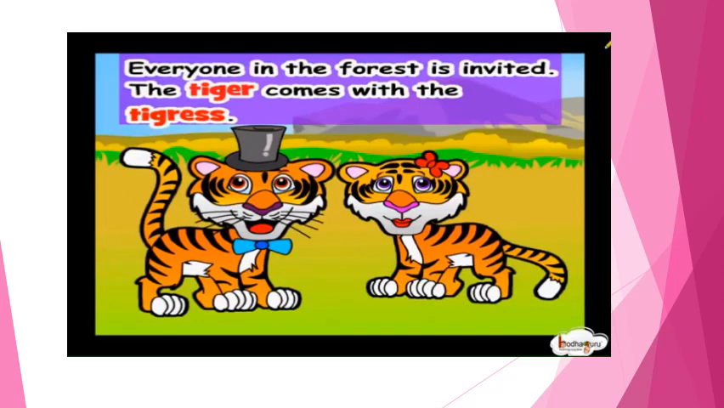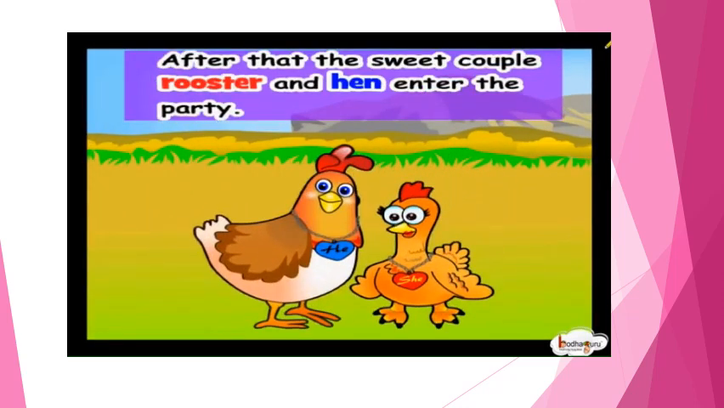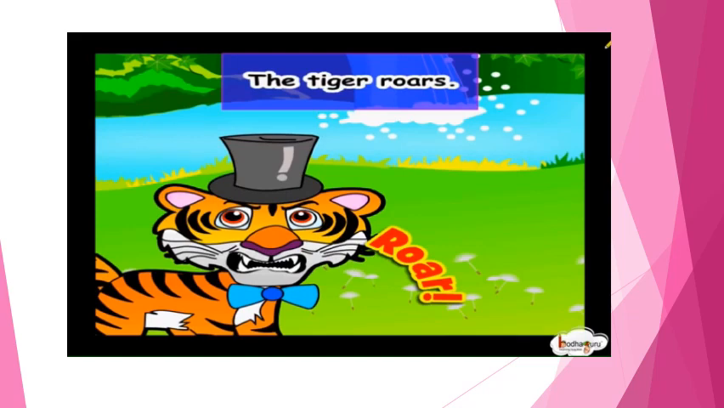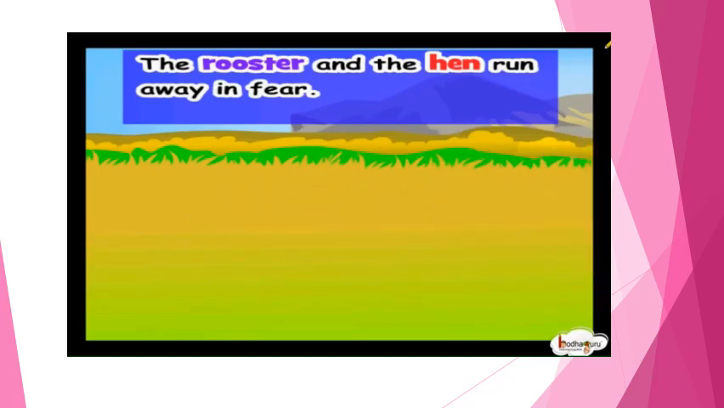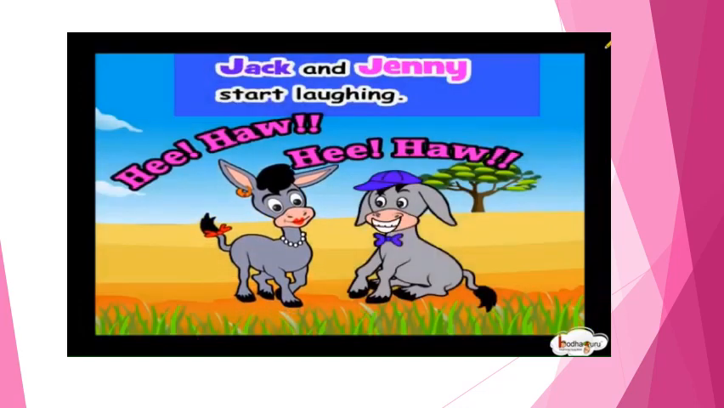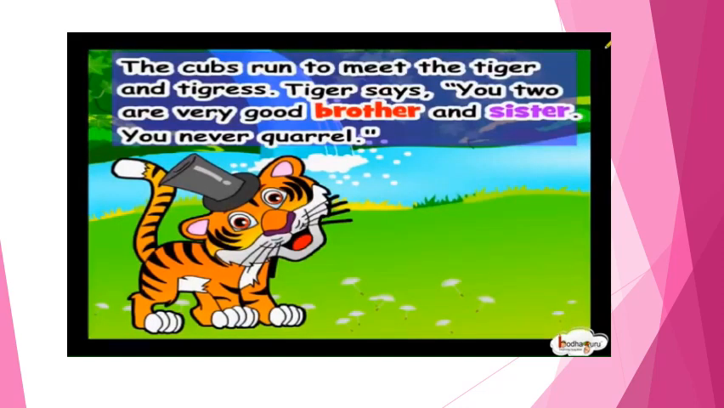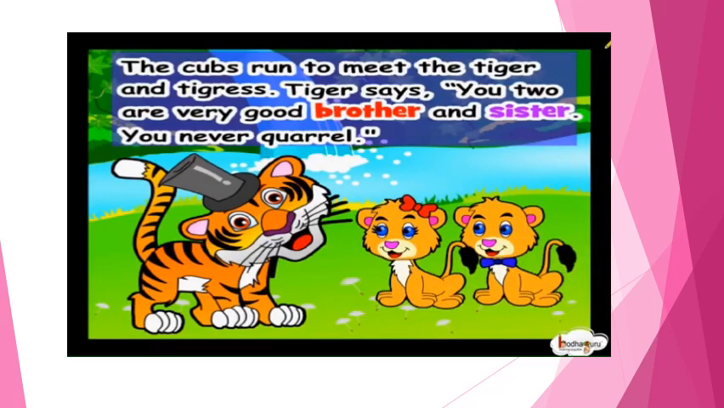The tiger comes with the tigress. After that, the sweet couple, rooster and hen, enter the party. The tiger roars. The rooster and the hen run away in fear. Jack and Jenny start laughing. The cubs run to meet the tiger and tigress. Tiger says, "You two are very good brother and sister. You never quarrel."